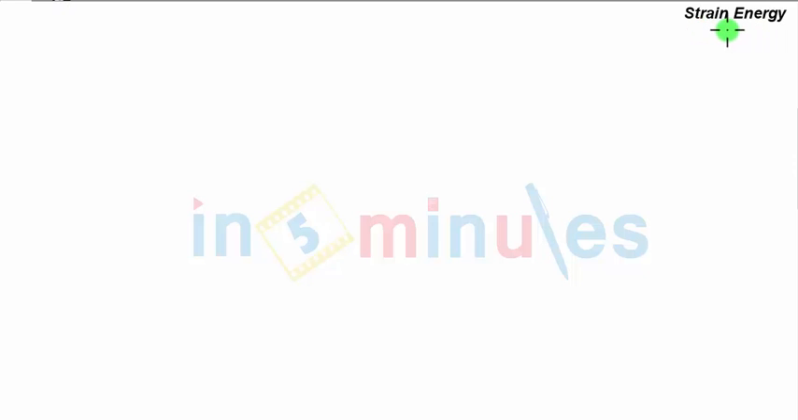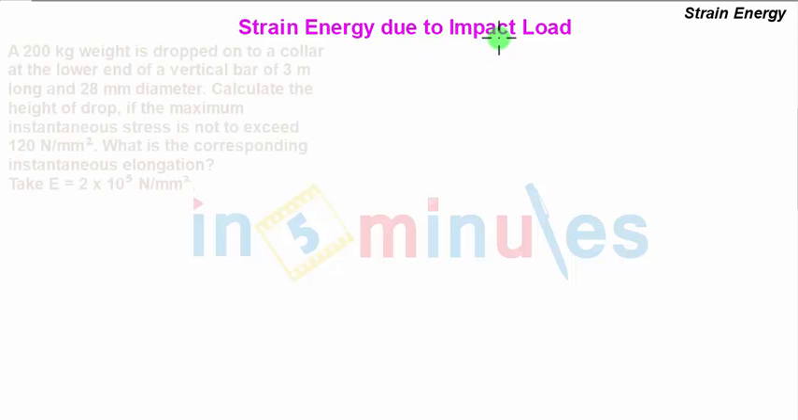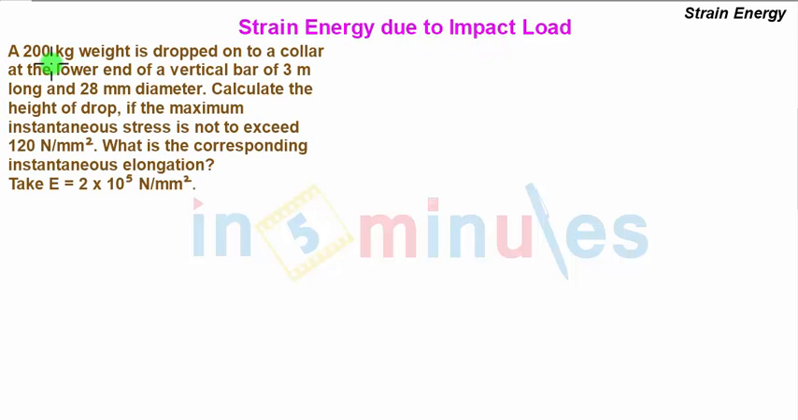We take a problem on strain energy and we consider strain energy due to impact load. The problem statement is: a 200 kg weight is dropped onto a collar at the lower end of a vertical bar, which is 3 meter long and 28 mm in diameter. Calculate the height of drop if the maximum instantaneous stress is not to exceed 120 Newton per mm square. Also, what is the corresponding instantaneous elongation in the bar? Take E equal to 2 into 10 to the power 5 Newton per mm square.